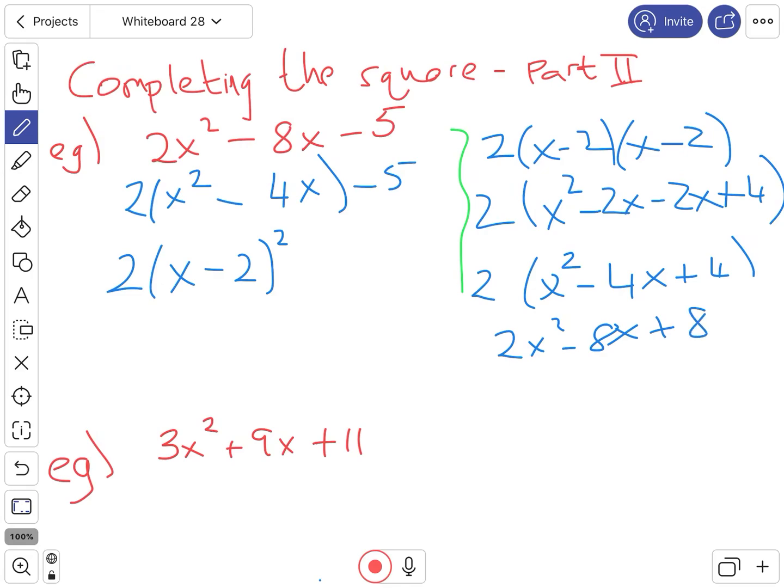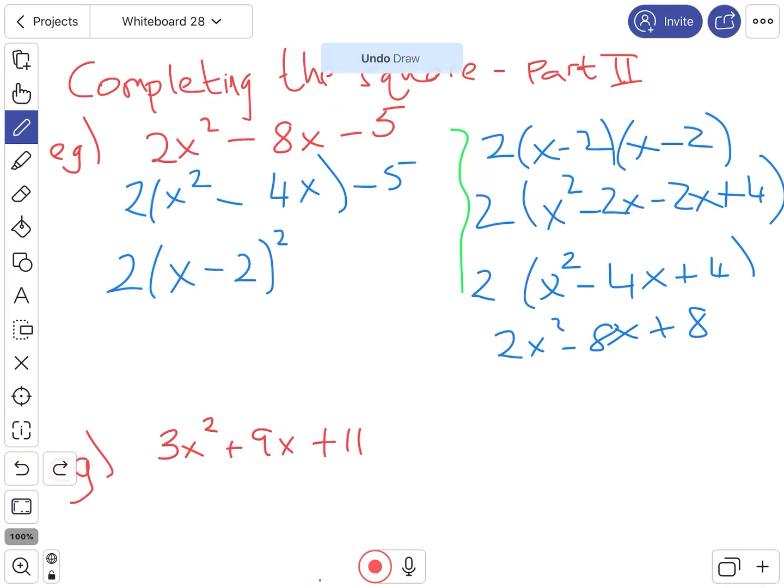The reason why I've done that is because I want to write this in completing the square form. I deal with this part first. I take out the 2 as common and I'm left with this part. I know I need to write it as something squared, and to do that all I do is get rid of the square from the first and I divide the second one by 2 and get rid of the x. So that's always the same pattern.